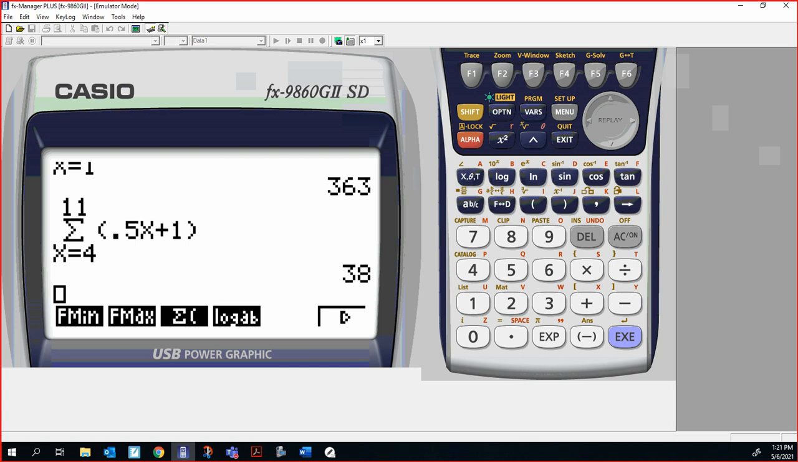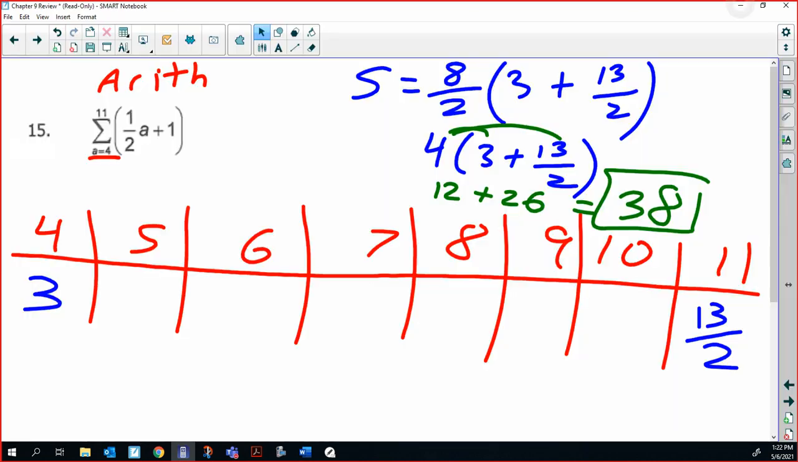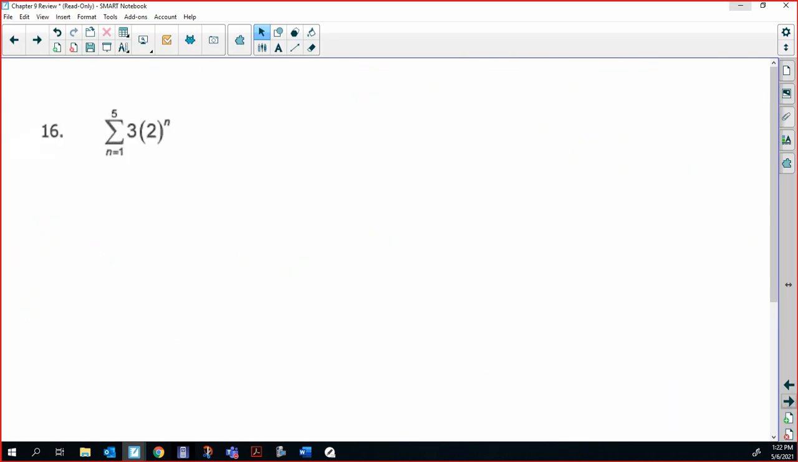So you can use your calculator, you can do them by hand, you can plug in all the numbers and add them up manually, you can use the formula, it doesn't matter. Okay, number 16.